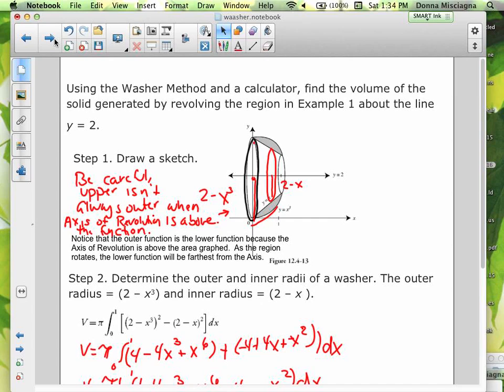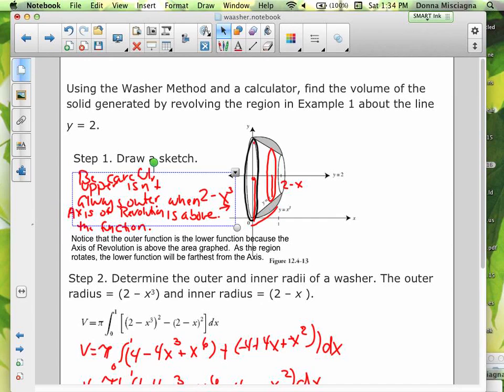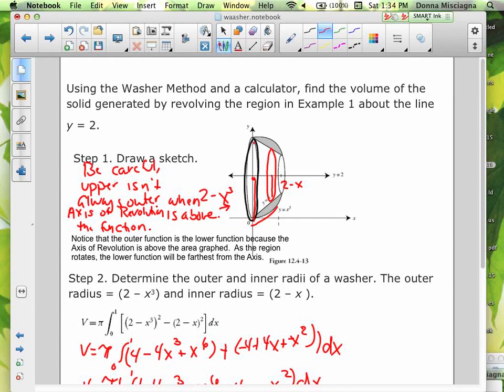Here we use the washer method to find the volume of the solid generated by revolving the region, in this example, about the line y equals 2. So now we're going around a different line. The function that we're revolving is not written down here, so let's move this up a little bit to make that clear. We're revolving the line y equals x cubed around the line y equals 2.